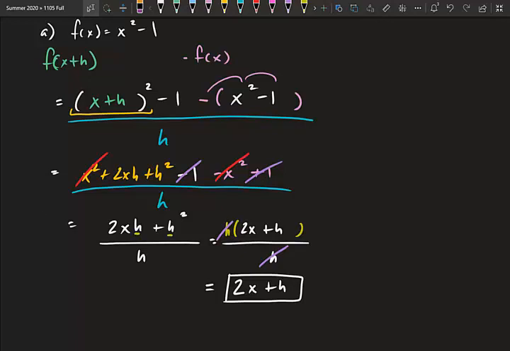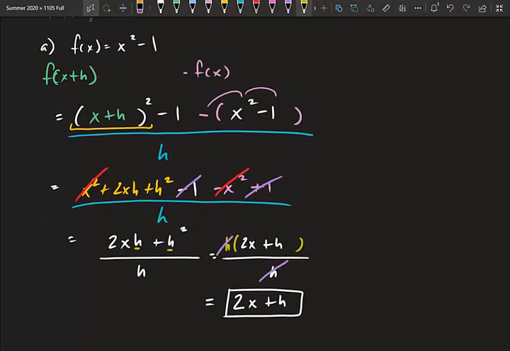I want to talk about the answer real quick. Do you notice that we started off with a binomial? What did we end with? A binomial. We start with a binomial. We end with a binomial. That's all I'm going to say.